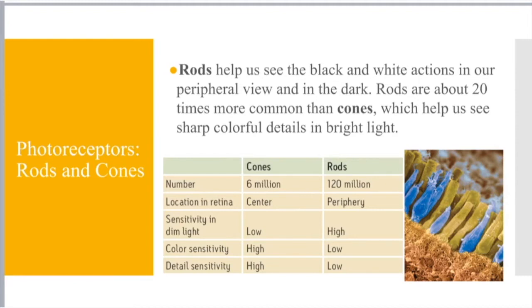My brain is going to fill in the color, right? And so here you can kind of see what that looks like. Cones are very highly color sensitive. They're very detail sensitive, whereas rods are far less color sensitive and far less detail sensitive.